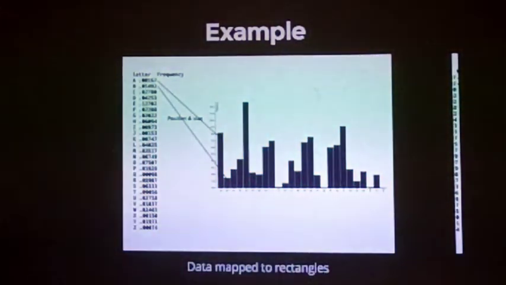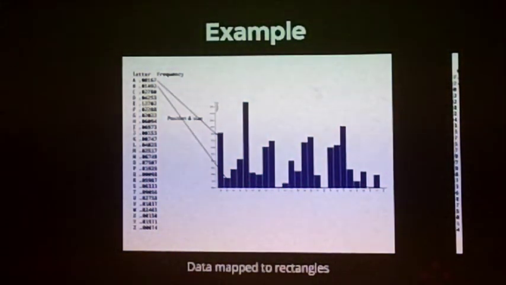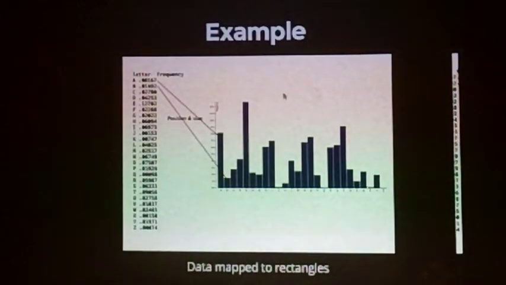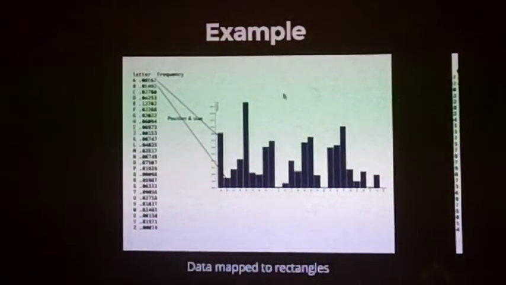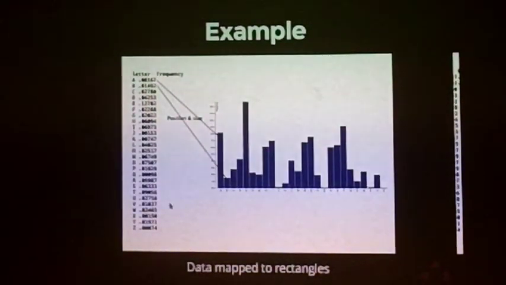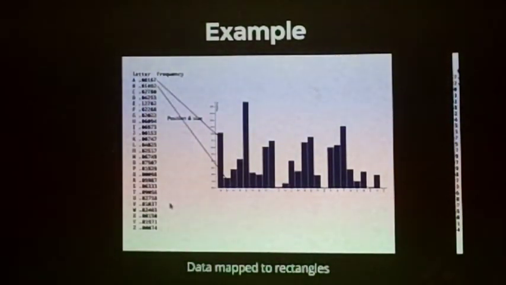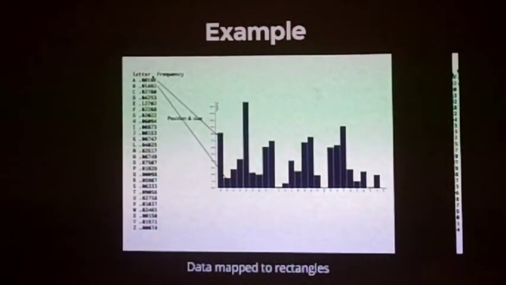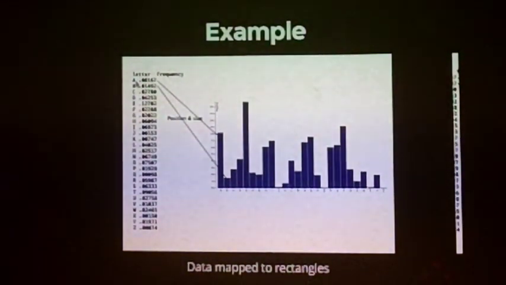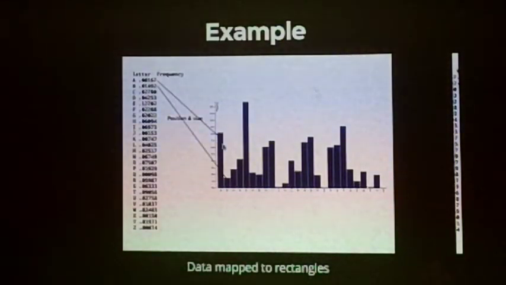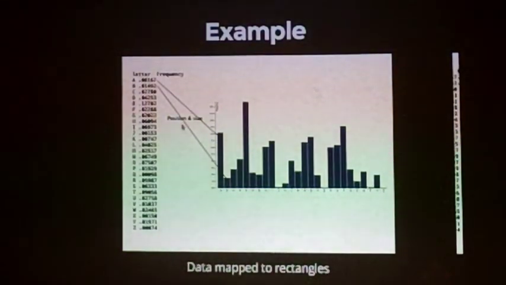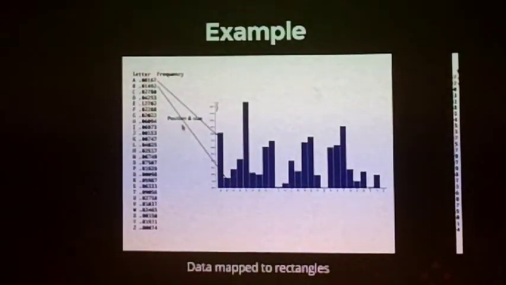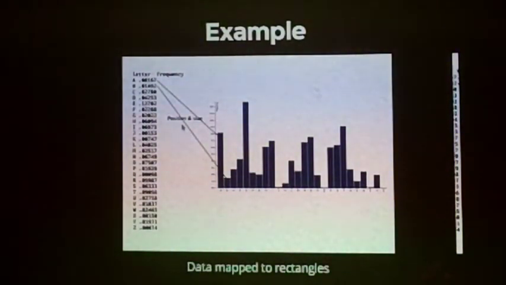So this is an example. Rather than thinking of this as a bar chart, actually it's a list. This is the frequency of letters in the English language. Each letter we can represent with a rectangle, and then we alter its size according to the frequency. So we've created a bar chart there.